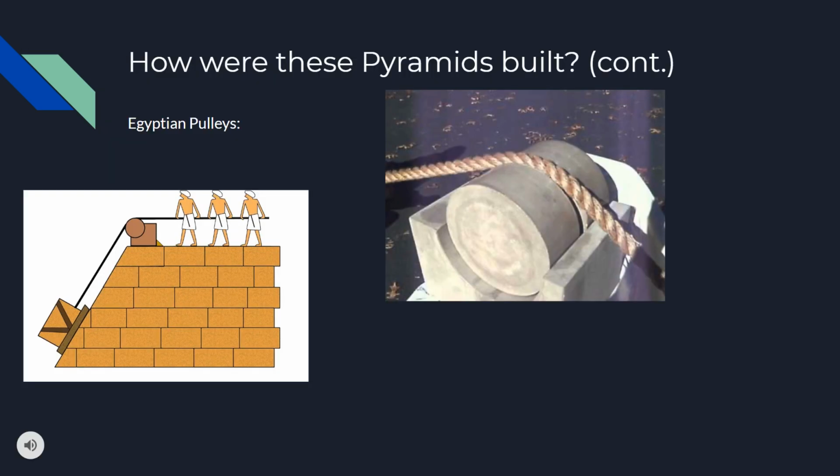Another key factor in the building of the ancient pyramids was the Egyptian pulleys. An Egyptian pulley was another device used to help lift the heavy blocks up the ramps. It consisted of a cradle and a cylinder.